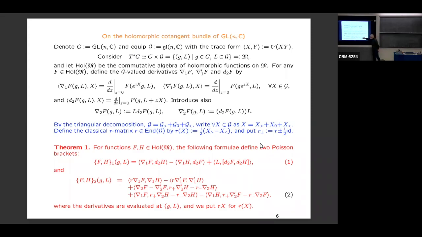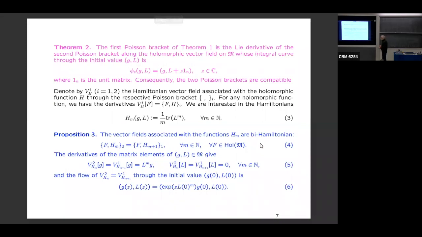Now you can in principle verify directly that the second bracket also satisfies the Jacobi identity. So one result is that the first bracket, that is the canonical Poisson bracket, is the Lie derivative of the second bracket with respect to the vector field whose flow is that. In other words, you just shift the Lie algebra element of GL(n, C) by a multiple of the unit matrix and then take the derivative of the quadratic bracket with respect to that, like in KdV, really reminiscent of KdV, and then you get the first bracket. So these two brackets are compatible because of the basic lemma.